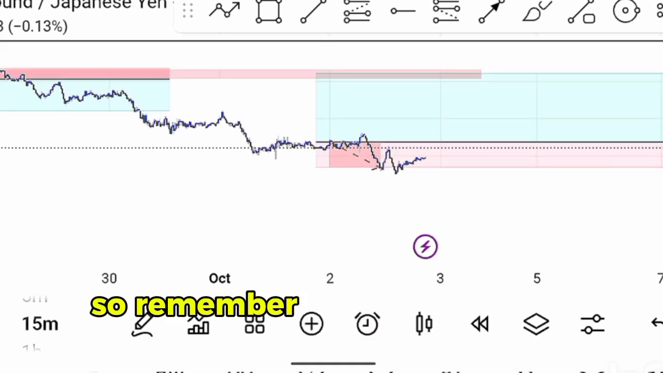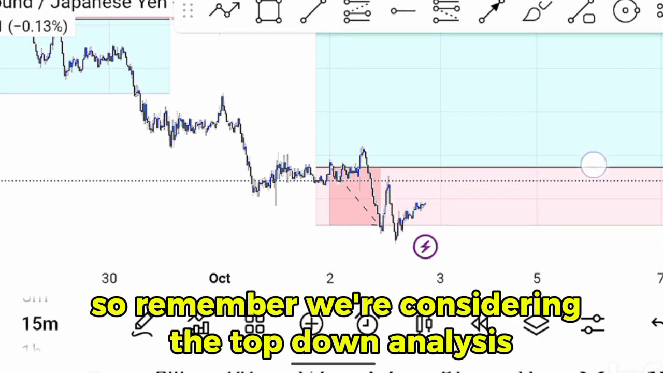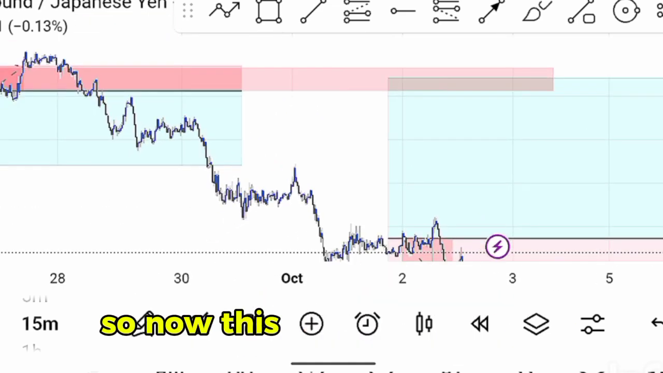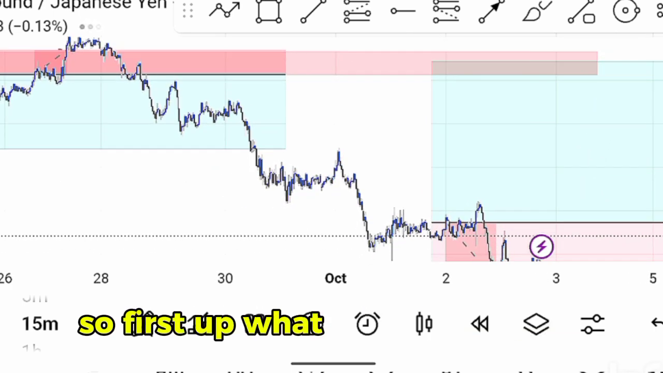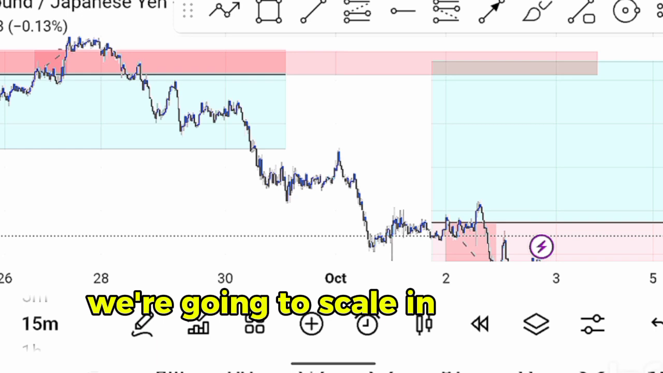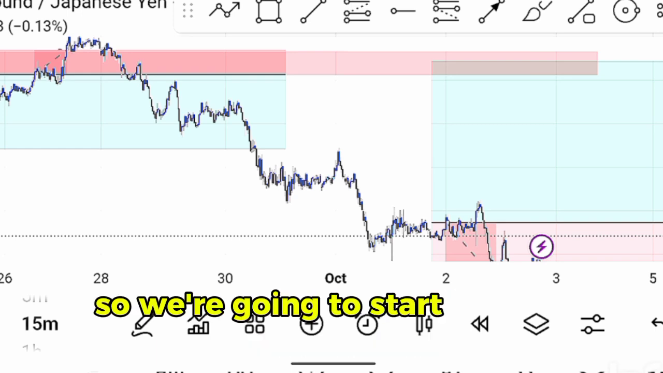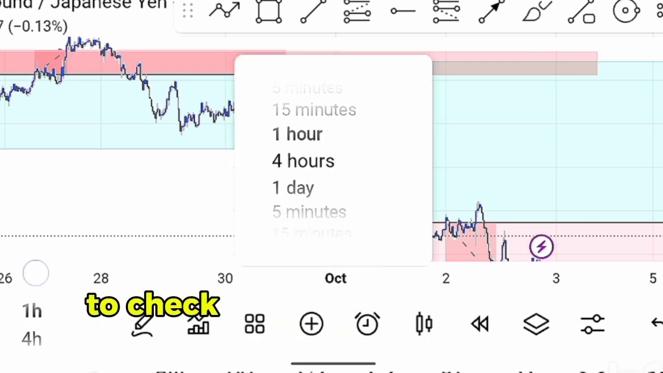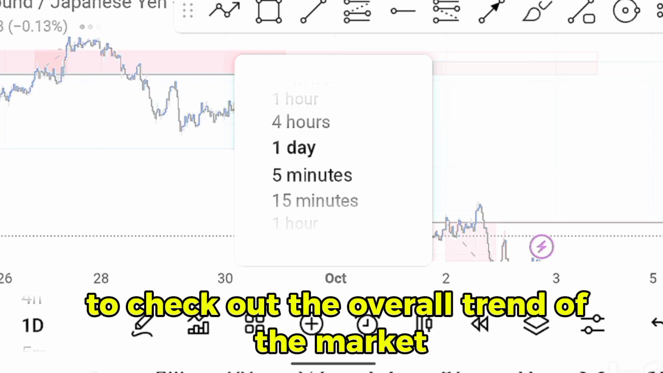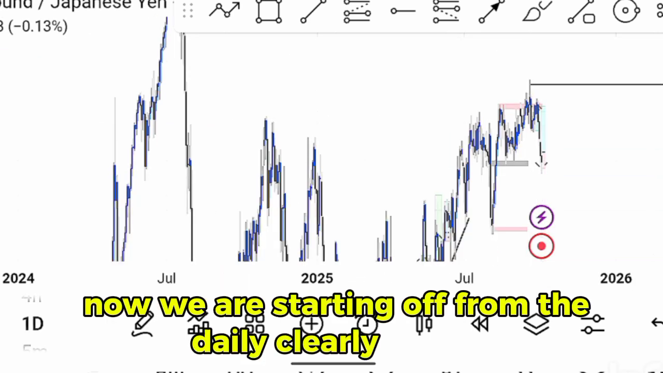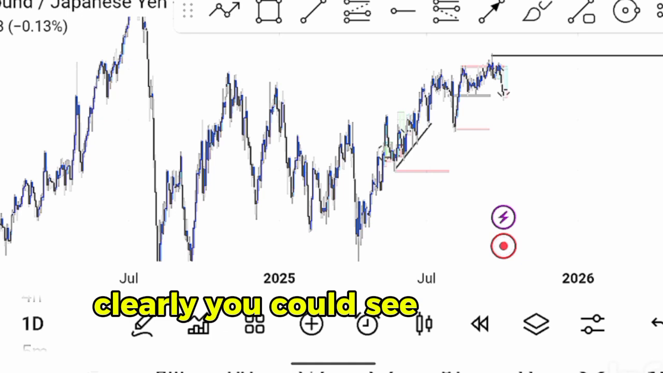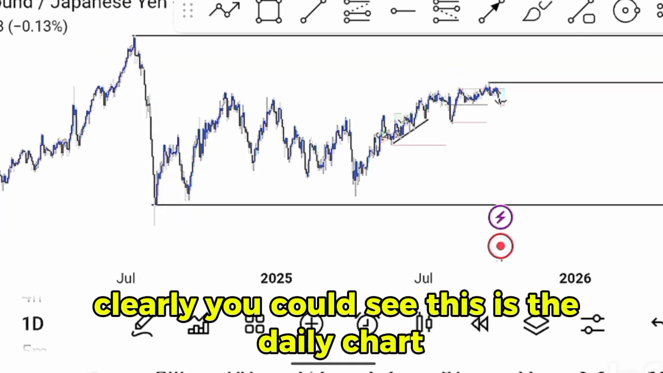Okay, so remember we're considering the top-down analysis. This is a 15-minute chart. First up, we're going to scale into the bigger time frame. We're going to start off from the daily to check out the overall trend of the market. Now we are starting off from the daily. Clearly you can see this is the daily chart.